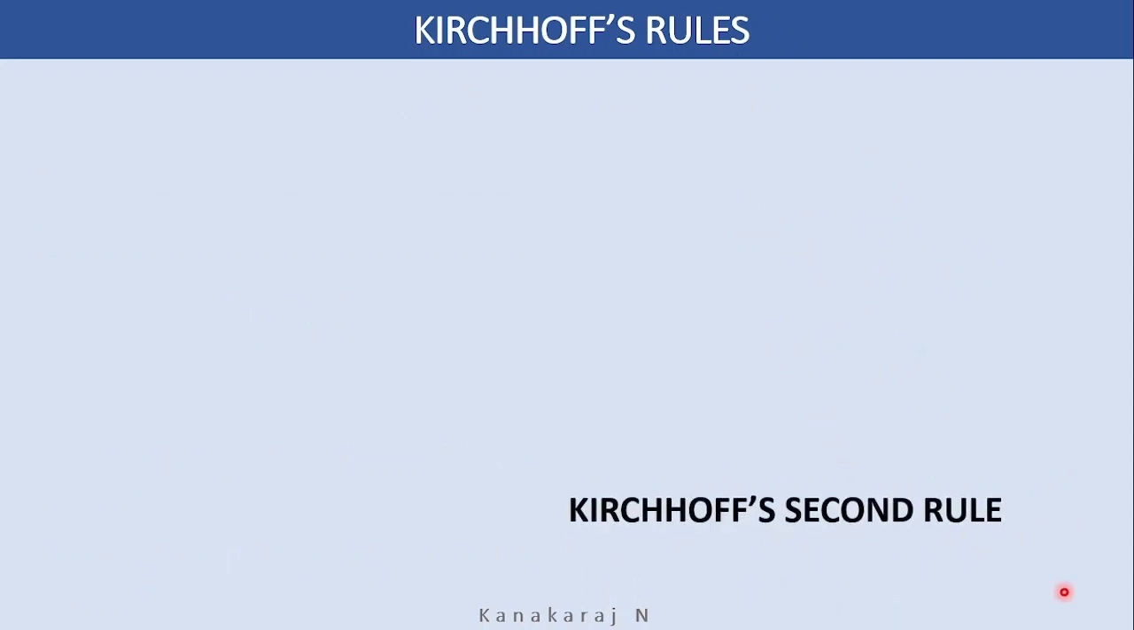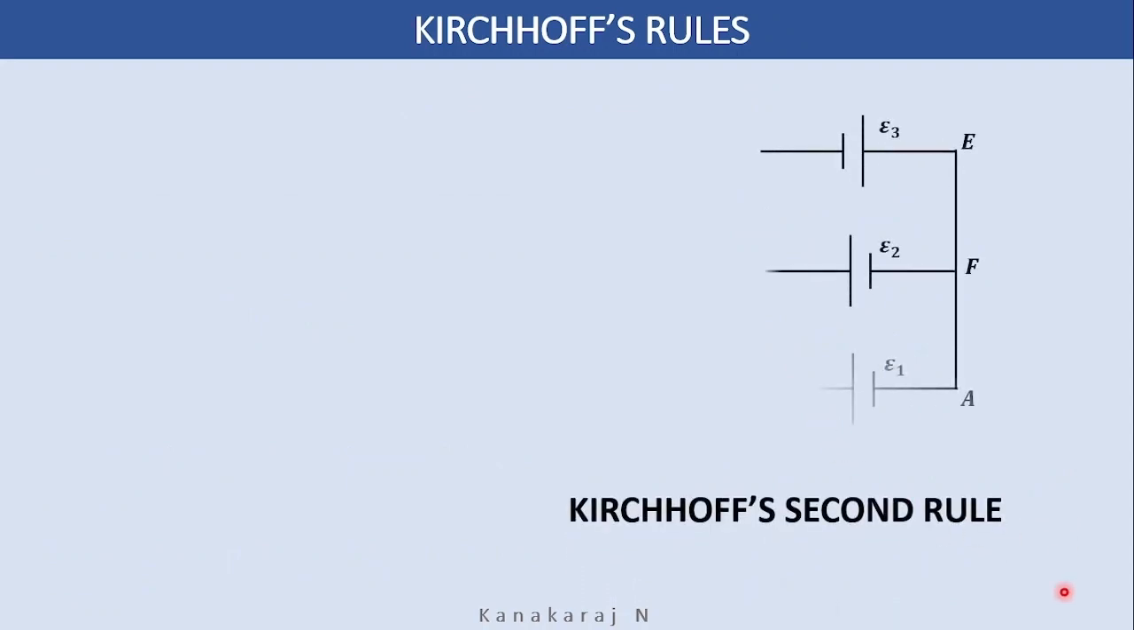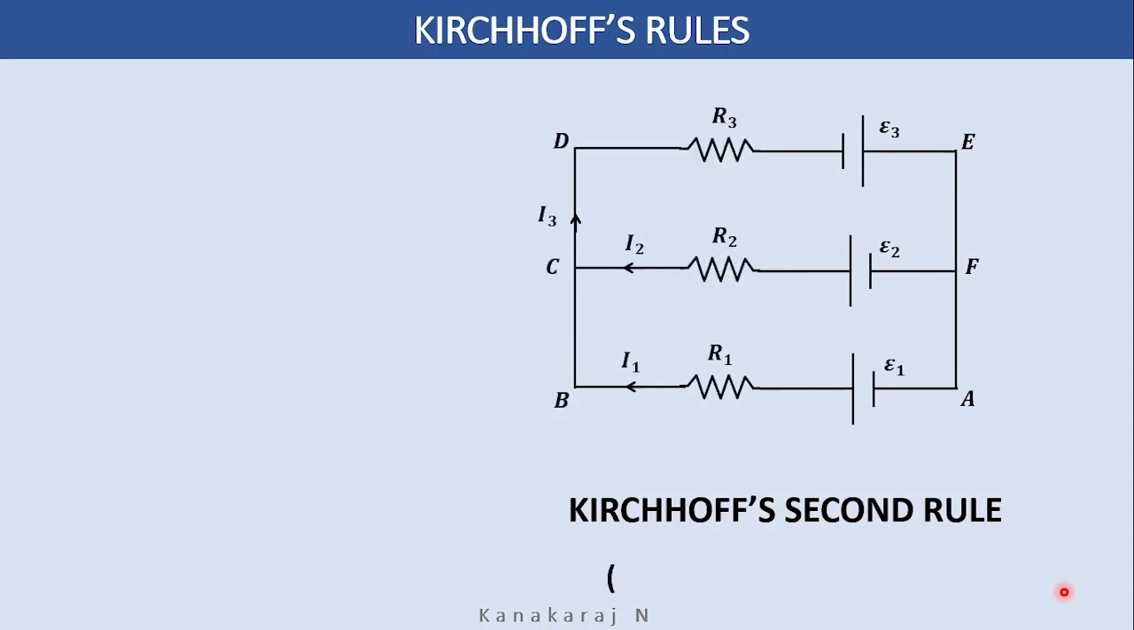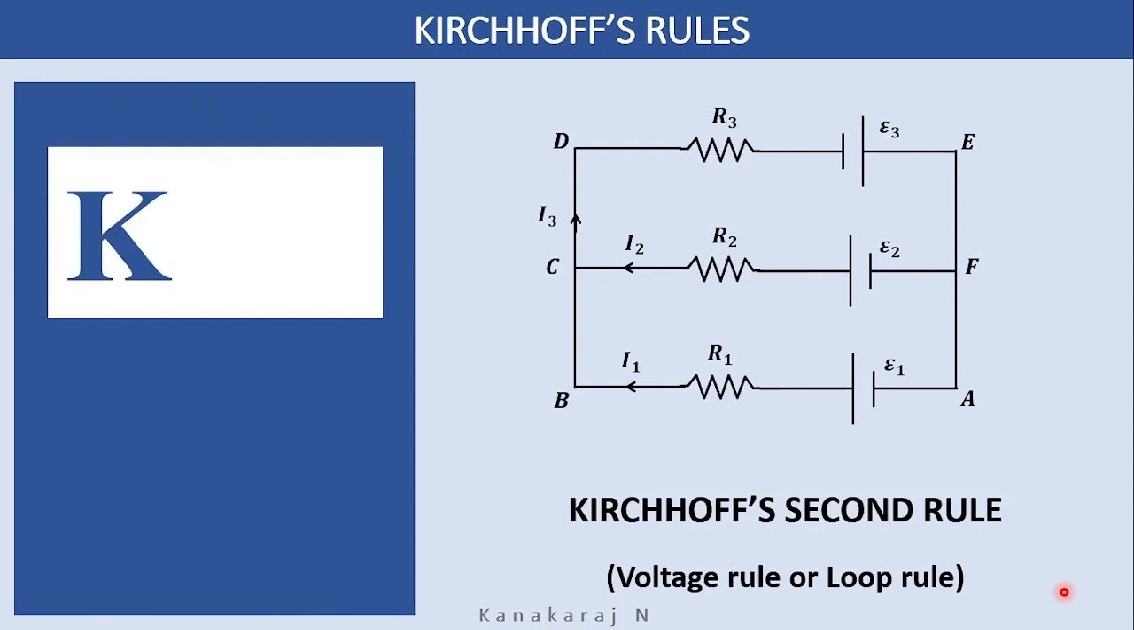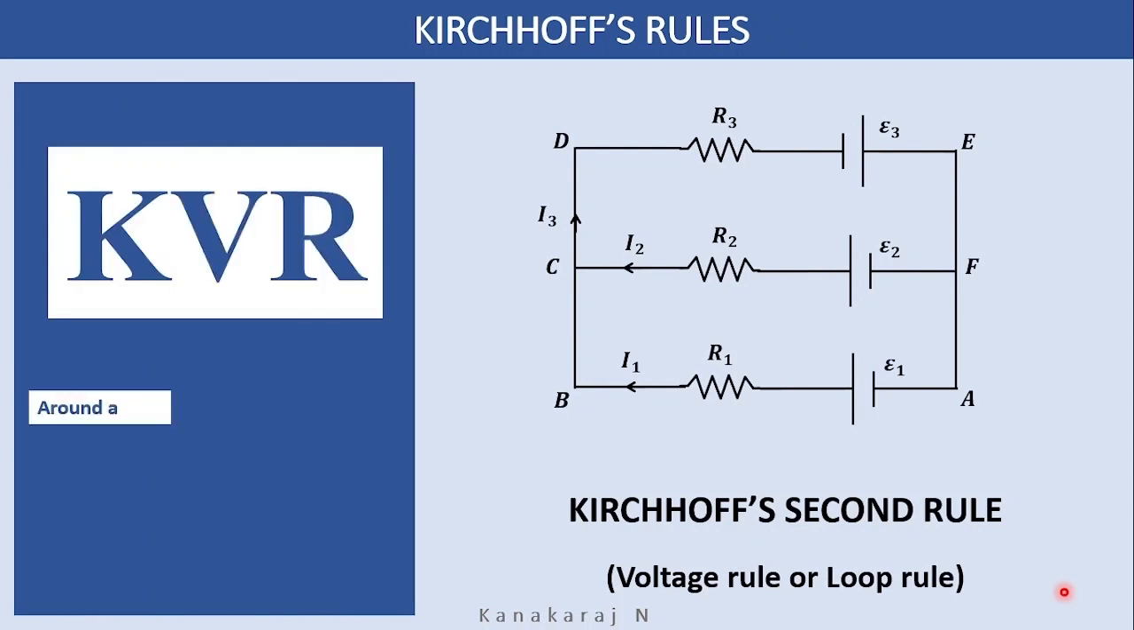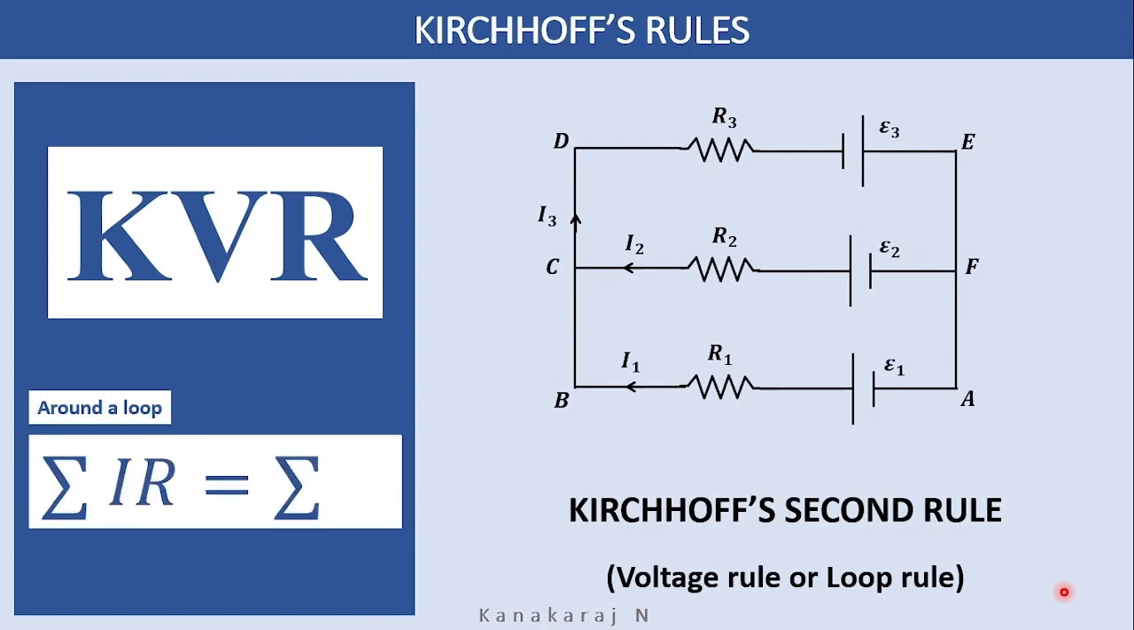Kirchhoff's second rule. An electrical network is given. It's also called voltage rule or loop rule, KVR, Kirchhoff's voltage rule. Around a loop, sigma IR equals sigma epsilon.